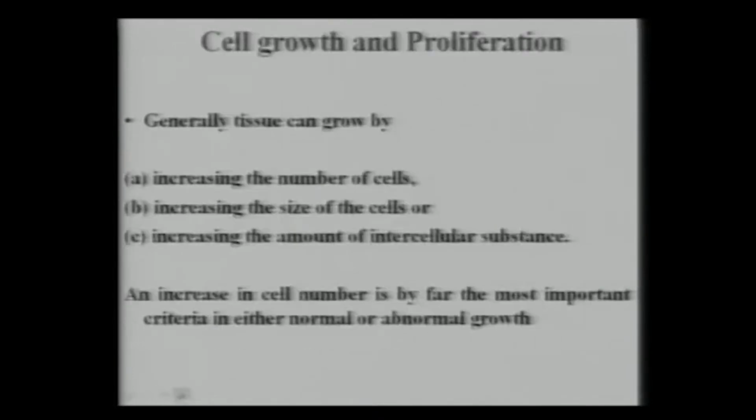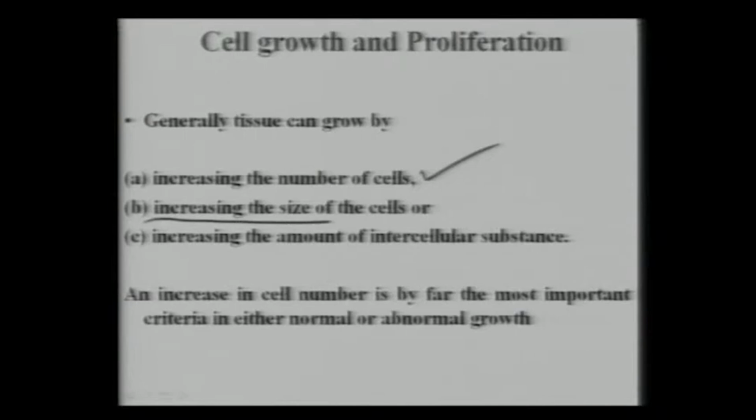Now, how can cell growth and proliferation take place? Tissue can grow by increasing the number of cells. When you increase the number of cells, that process is known as hyperplasia. Increasing the size of the cells is hypertrophy, not atrophy. And there is also increasing the amount of intercellular substances.